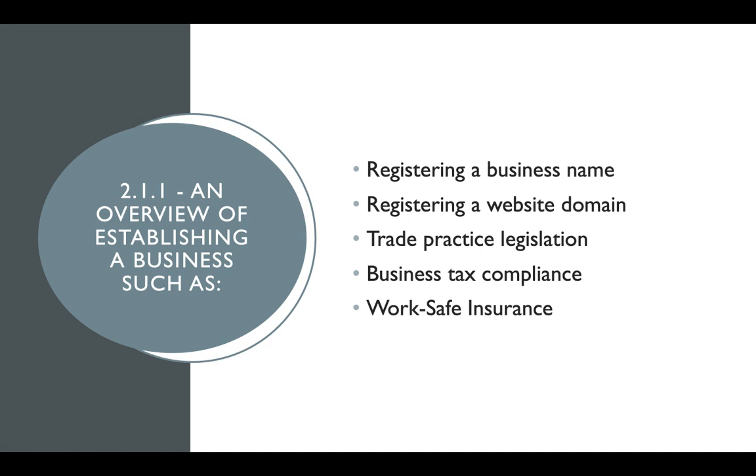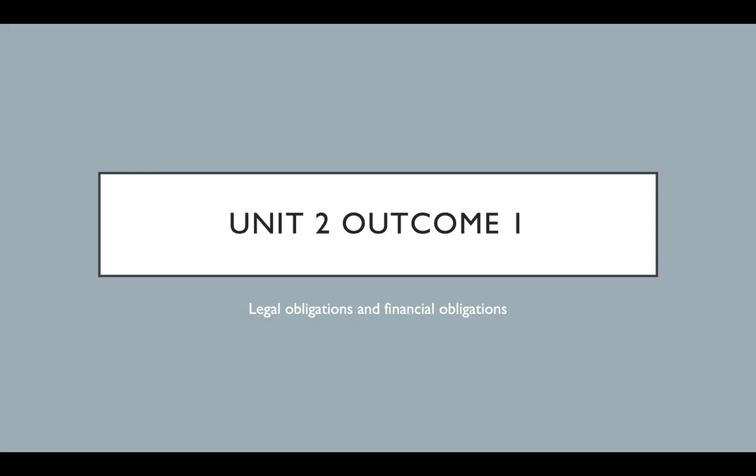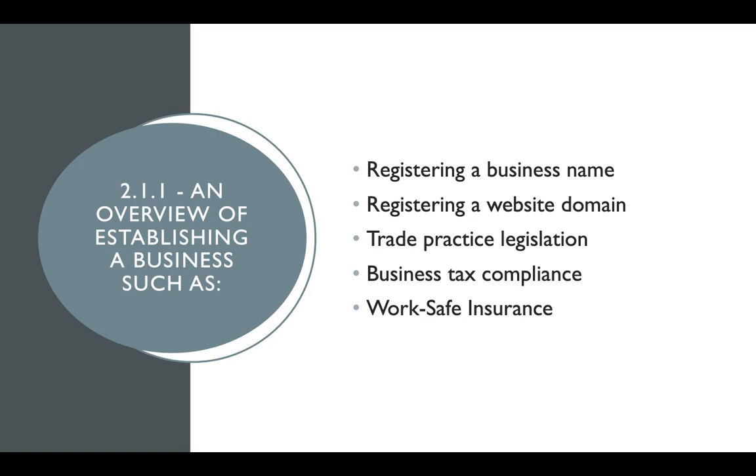Okay, so this topic, sorry, I'll go back. Legal obligations and financial requirements or obligations that a business must follow. Okay, so 2.1.1, effectively an overview of establishing a business. So they need to have registered a business name, registered a website domain, trade practice legislation, business tax compliance, and WorkSafe insurance. All right. This is actually the biggest topic, I suppose, of the entire outcome.